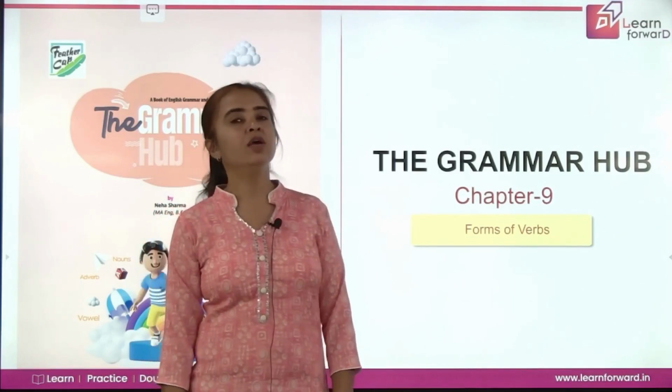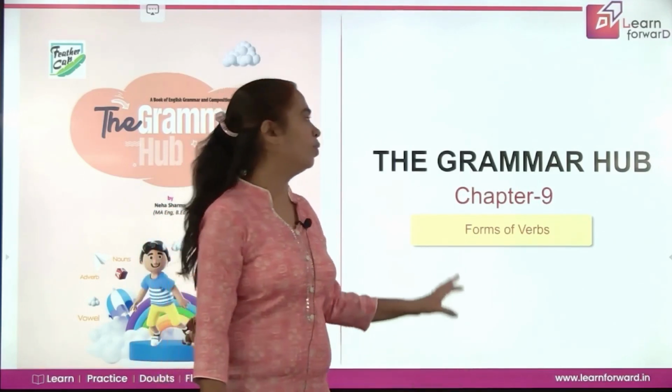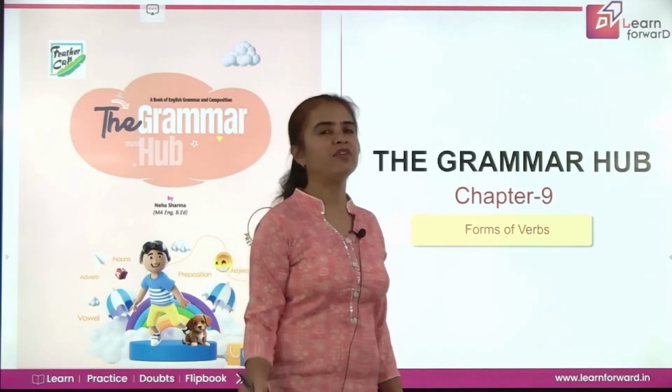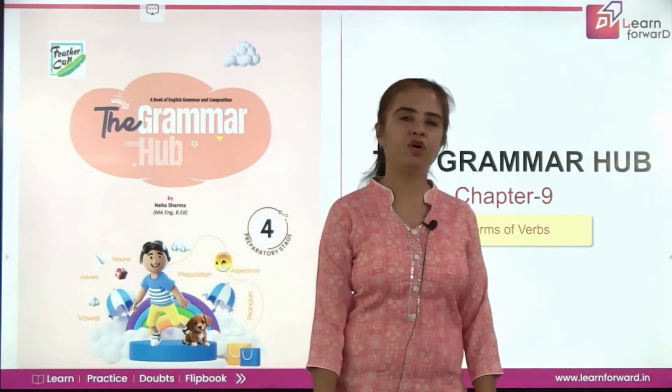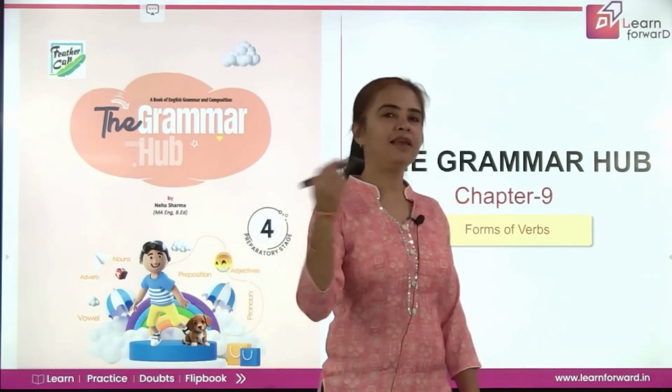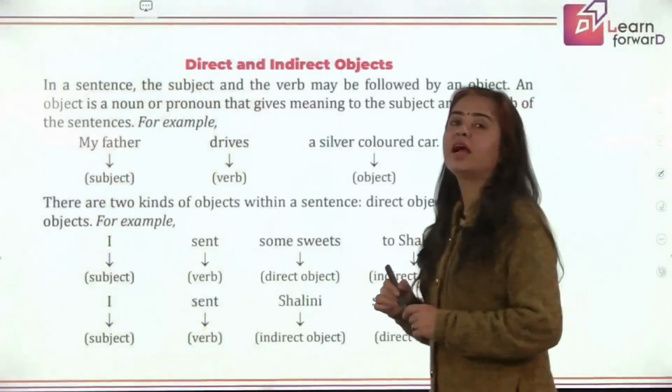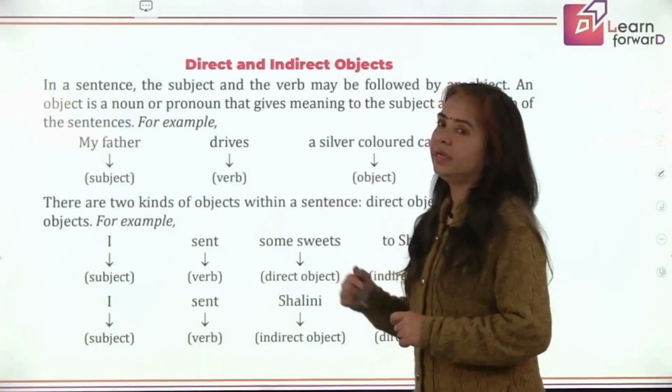And today, going ahead, we'll be learning more about verbs. That is chapter 9 of your book, and we have verbs in different forms. What are those forms? Let's learn about them, children. Here we have the direct object and the indirect object.